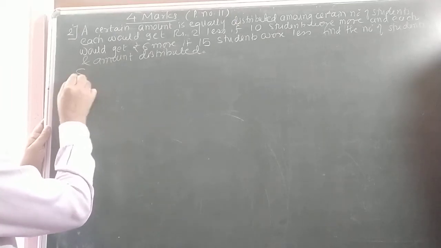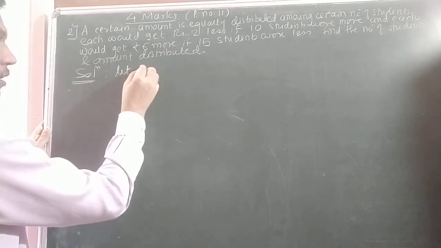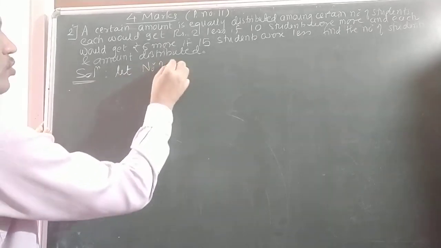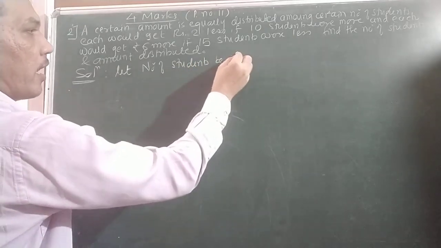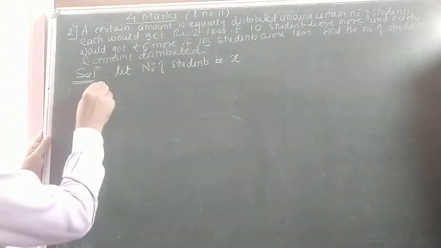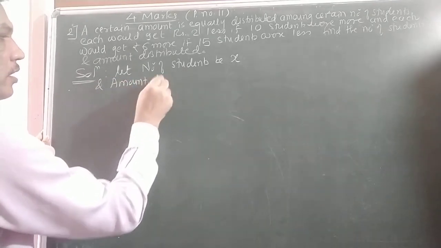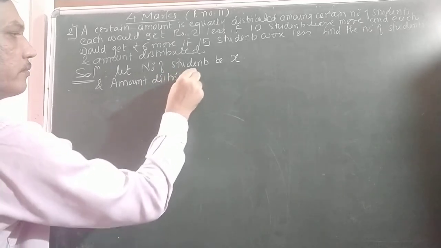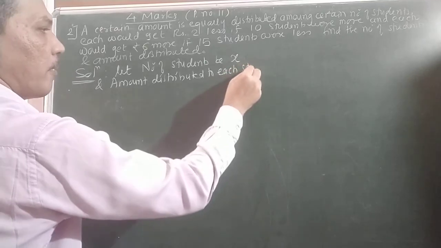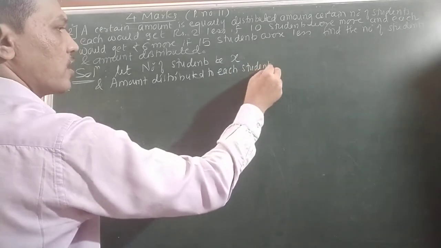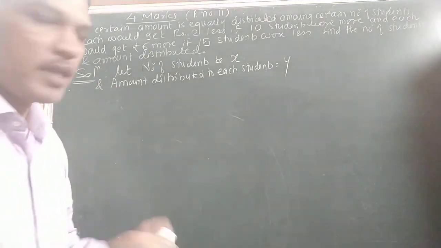So how do we start the solution? Let the number of students be x and the amount distributed to each student equal y. Okay, I'm taking one simple example.